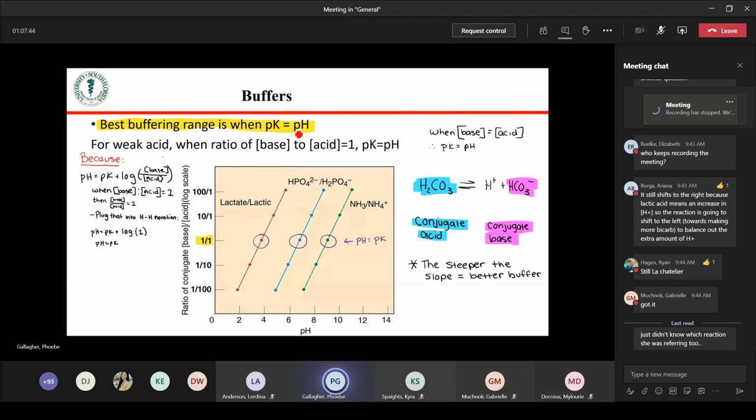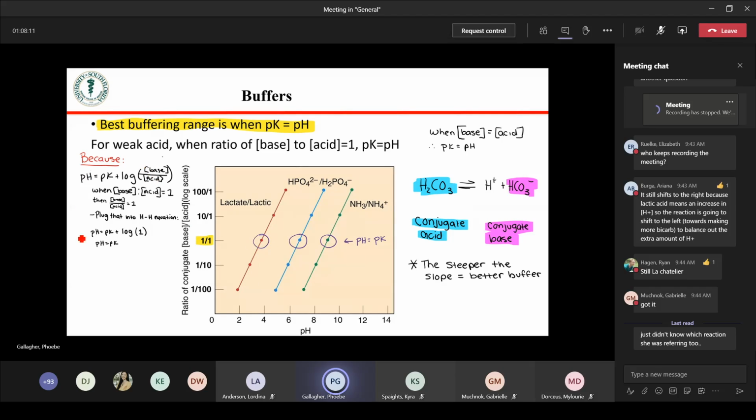pK is equal to pH, and that's what makes it the best buffering range, right? So if you have an equal amount of conjugate acid and conjugate base, you're in the middle, right? So you're able to move in either direction more easily to buffer. So this is kind of the idea here. This is the 1-to-1 ratio where pK equals pH. And so you can move in either direction more easily.